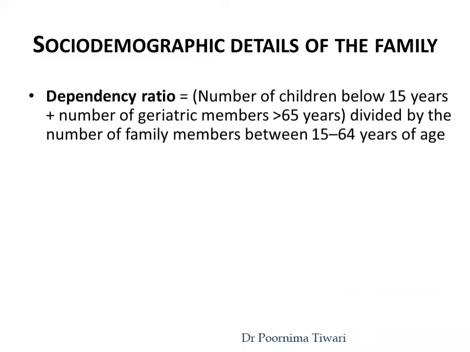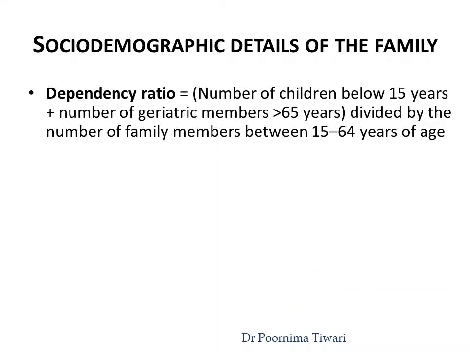Dependency ratio. Add up the number of children below 15 years of age and the geriatric members who are above 65 years. Divide this number by the number of family members who are between the ages of 15 to 64 years of age, which gives the dependency ratio.